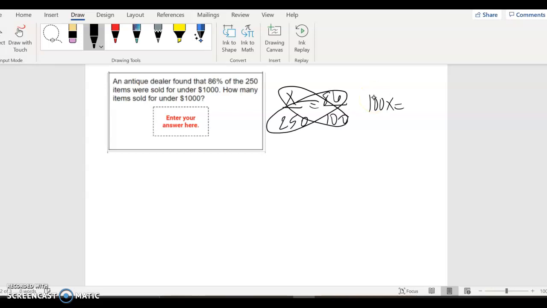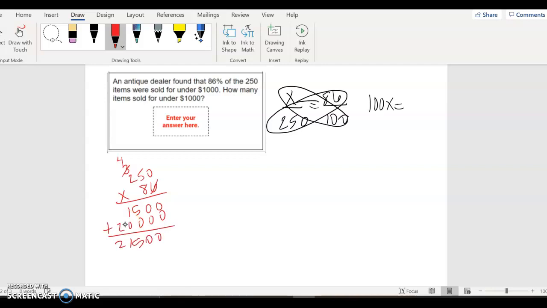Cross multiply 250 times 86. 6 times 0 is 0. 6 times 5 is 30. 6 times 2 is 12. Plus 3 is 15. Next row, 8 times 0 is 0. 8 times 5 is 40. 8 times 2 is 16. Plus 4 makes 20. Put it together. We have 21,500.